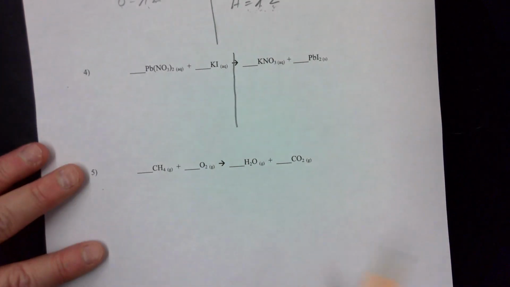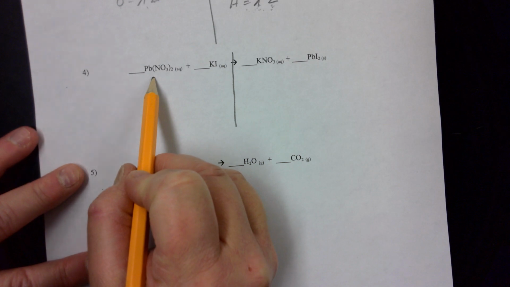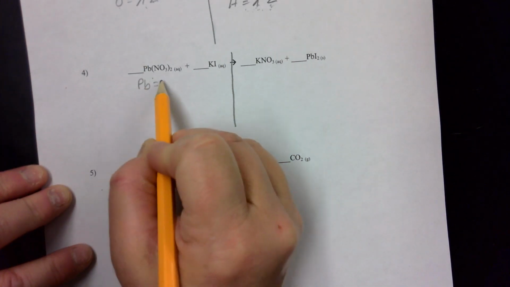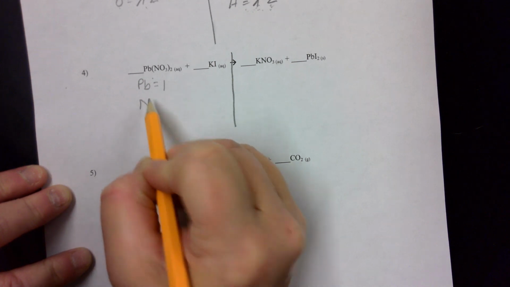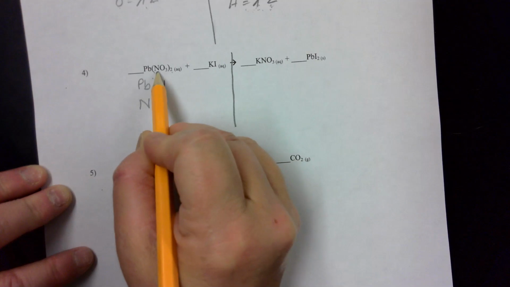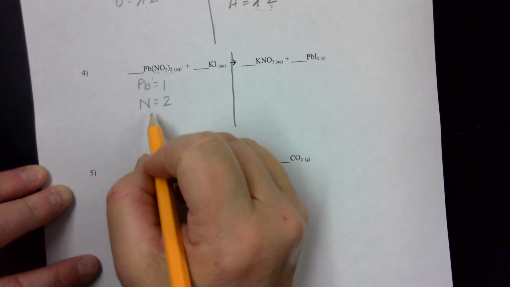We're going to divide our reactants from our products, and we're going to take a look at our first chemical formula, and we're going to do that inventory. Pb, I have 1 of them. N, I have 2 of them. This 2 outside the parentheses distributes to all of the subscripts inside, so that's 2 nitrogens.